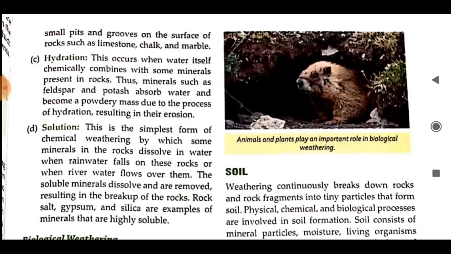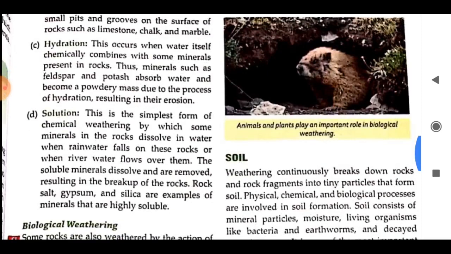Hydration. This occurs when water itself chemically combines with some minerals present in rocks. For example, feldspar and potash absorb water and become a powdery mass due to the process of hydration.